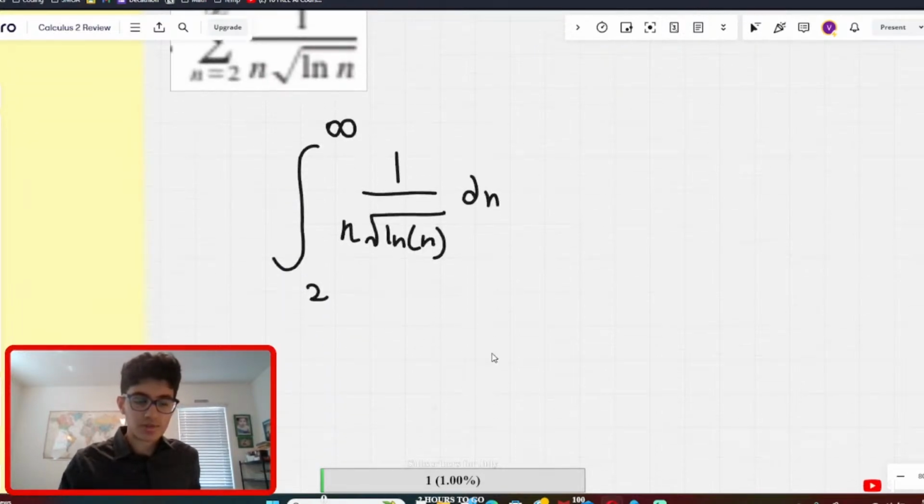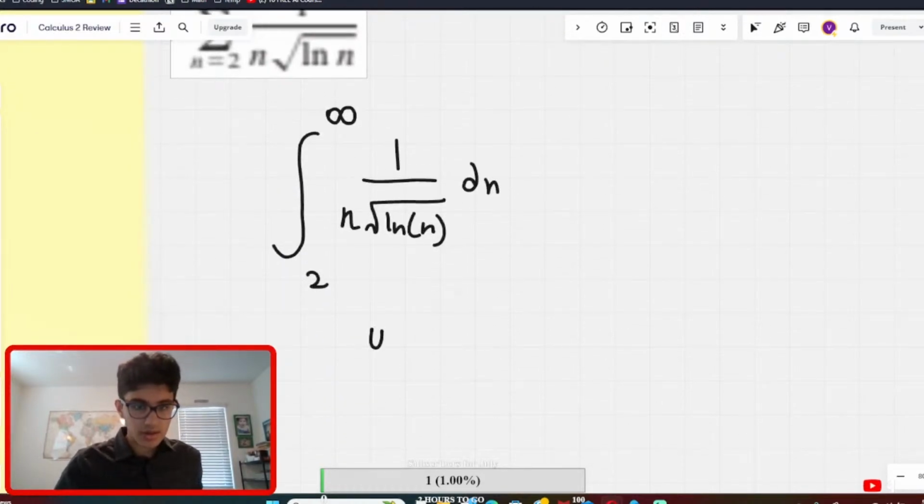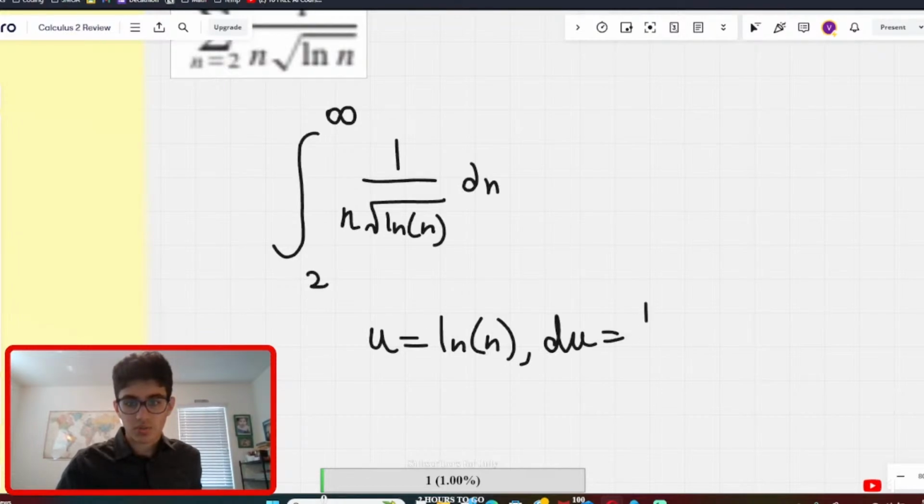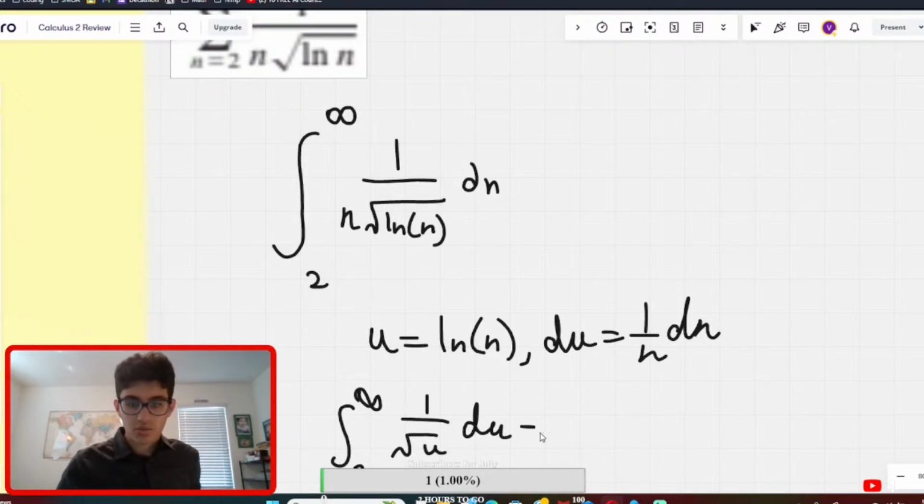Again, a nice u substitution is what you need here. u is equal to natural log of n, du is equal to 1 over n dn. You've got 1 over n dn, so you've basically just got the integral from 2 to infinity of 1 over the square root of u du, which means it's going to be 1 half u to the 1 half.